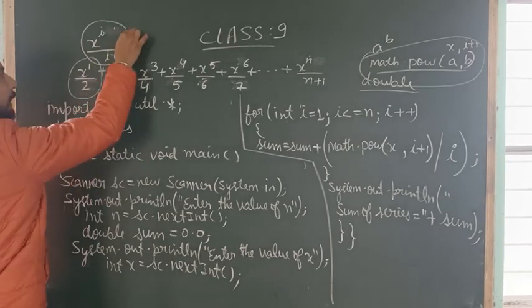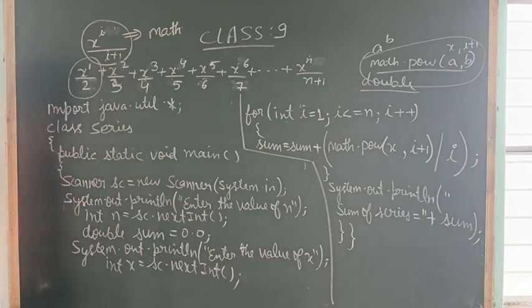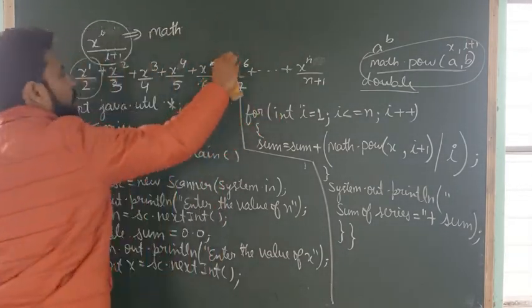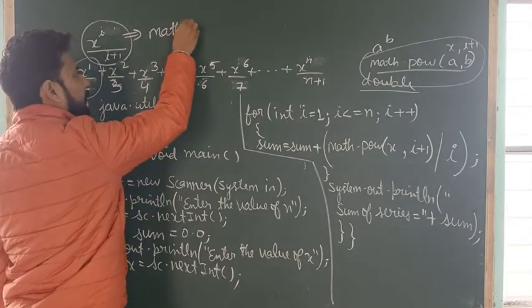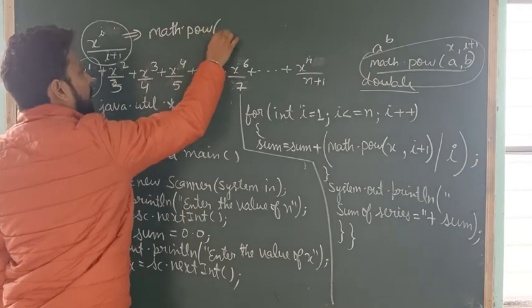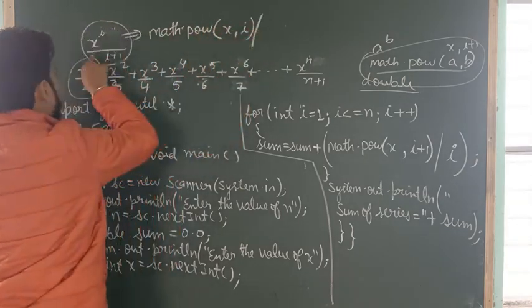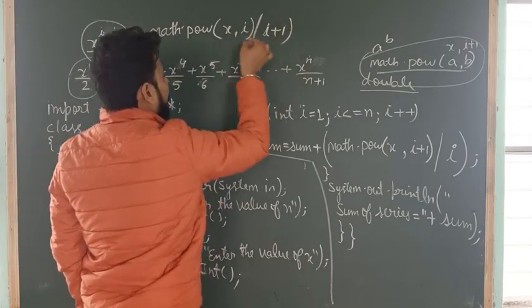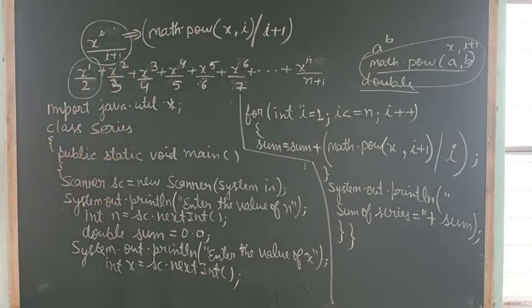So what do we have to write? Only one change we have to make, because there is also one question like this. When you asked me this question, after that this type of question is also written. That's why I'm telling you. So Math.pow(x, I) divided by I plus 1. Only that much you have to change in your sum equals sum plus, and you will get the sum of the series. Clear?